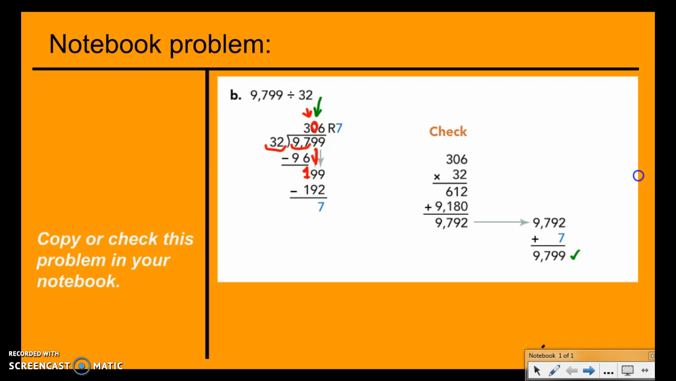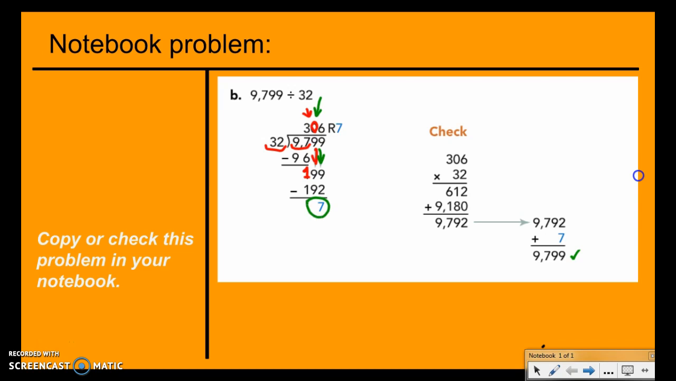So after you try to fit 32 into 19 and figure out it doesn't work, bring down your other 9. So now you have to figure out if 32 can fit into 199. Now I hope you understand that yes, it can. It can actually fit into it 6 times. 6 times 32 will give you a product of 192. You're going to subtract 199 minus 192 to get the remainder of 7.